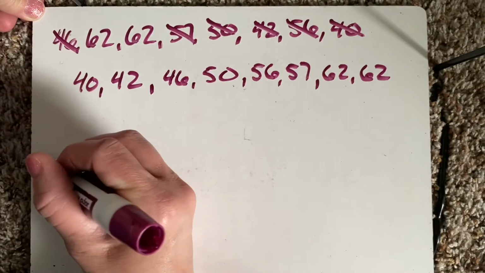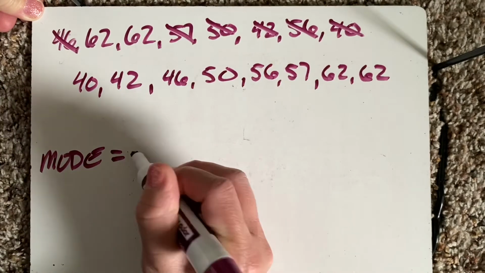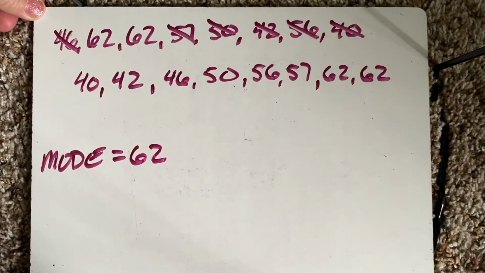I can see that mode right away, and I hope you guys can too. The data point that has been repeated more than once is 62. Our mode is 62.